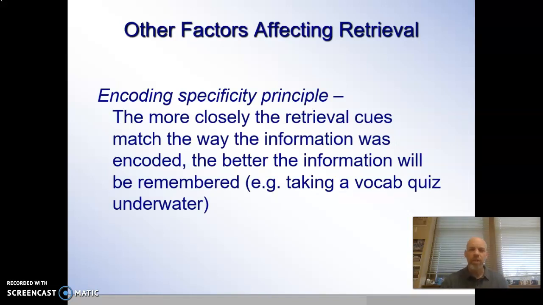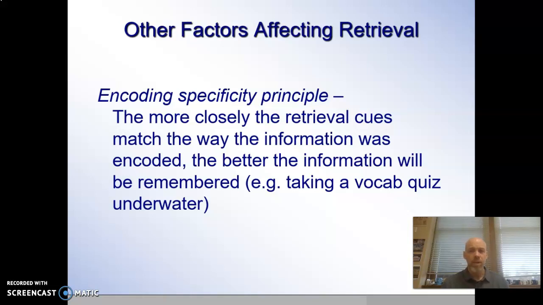Encoding specificity principle. If you saw in the book, there was that little sidebar, and it talked about people that heard words while they were actually underwater did a better job retrieving those words when they were underwater again versus taking a little bit of a test on those same words when they were out of the water. Okay, encoding specificity. You're going to encode using specific cues from the environment that's around you. It's one of the reasons that with standardized tests, you usually have to take the test in a different room than where you've learned the material.